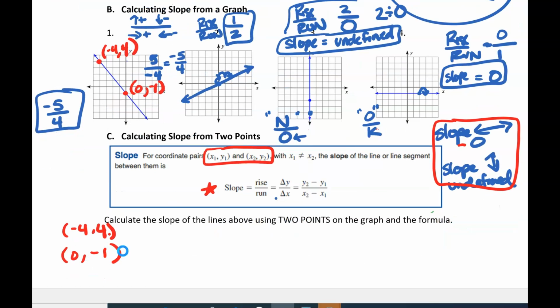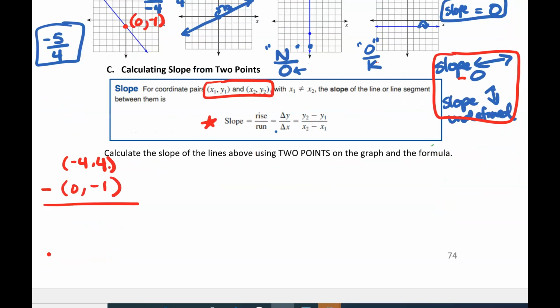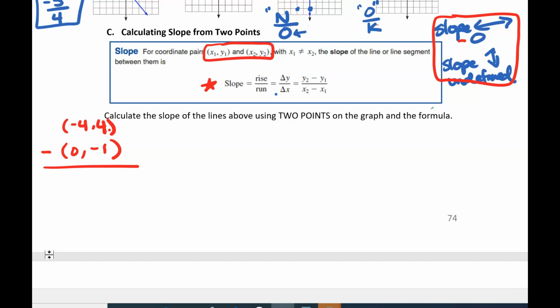The trick is that instead of labeling them x1, y1, x2, y2, I just write them on top of each other like this, and I just subtract them on top of each other. This allows me to visualize this, and it prevents mistakes from happening, like subtracting in one direction for one variable and the other direction for the other. So this is how you're going to do it.